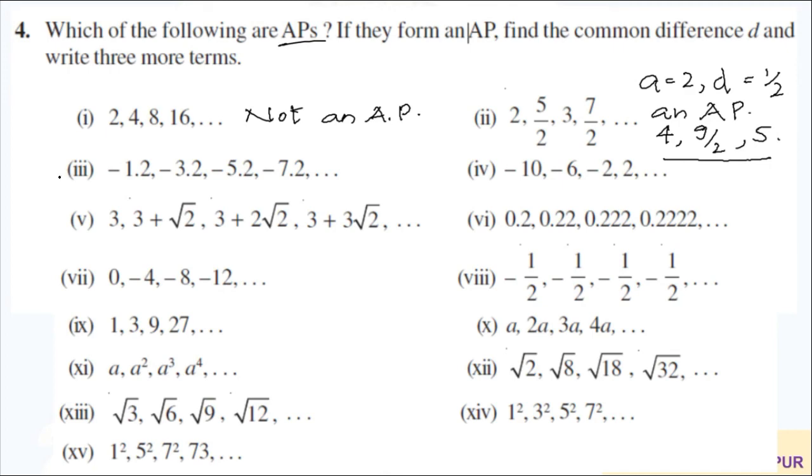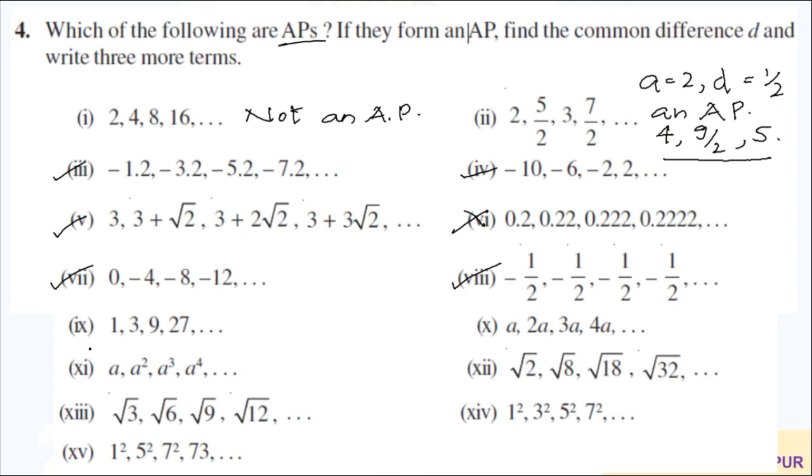Third one, it forms an AP. Fourth one also forms an AP with the difference 4. Fifth one also forms an AP with the difference √2. Sixth one, it doesn't form an AP, it doesn't have a common difference. Seventh one, it forms an AP with common difference -4. Eighth one, it forms an AP with a common difference of 0. Here you look at the terms, each term is the same. When the terms are the same, the difference will be 0.